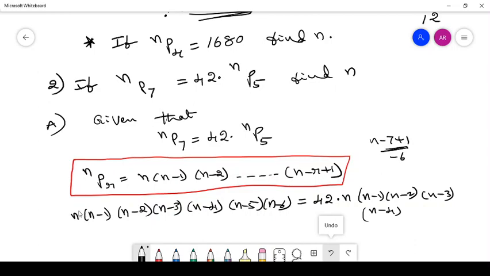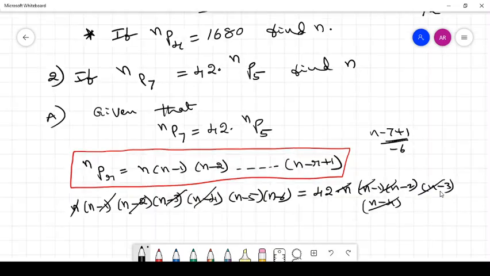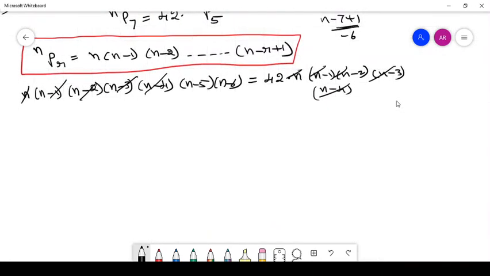Here n will be cancelled, (n minus 1), (n minus 2), (n minus 3), (n minus 4) will be cancelled. Next, remaining values. What are the remaining values? (n minus 5) into (n minus 6) is equal to 42.